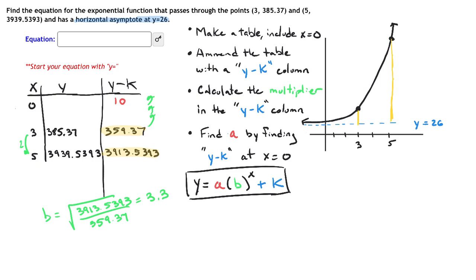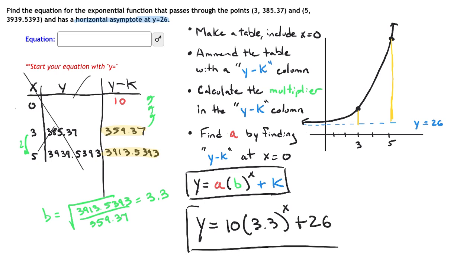We don't need to know what this is. That is your y-intercept. It might be interesting for a different question, but for writing the equation, all you need is the values that come out of this column. A lot of times in some of our work, you'll see us as teachers X out this column because it's not necessary, because your equation is going to be y equals 10 times 3.3 to the x plus 26.